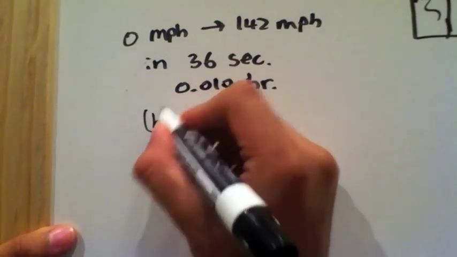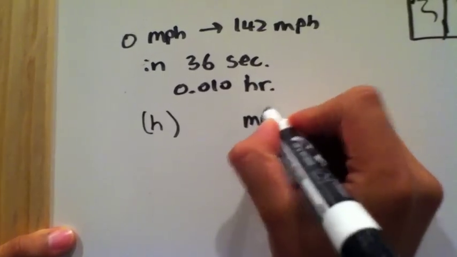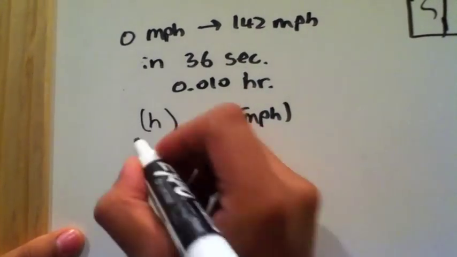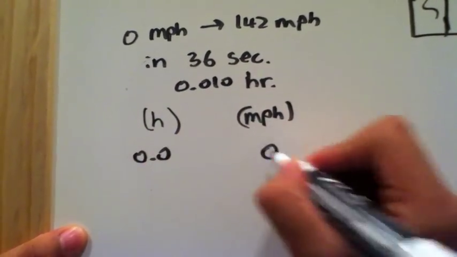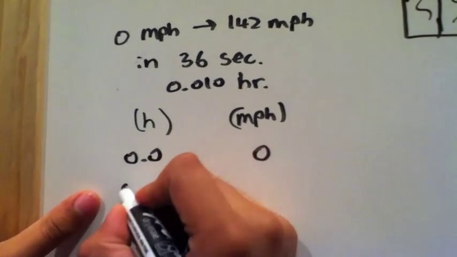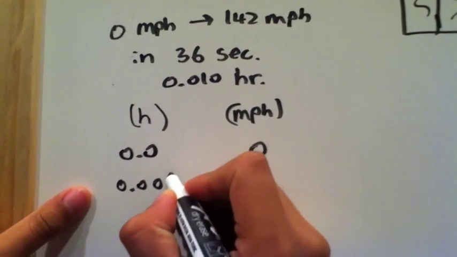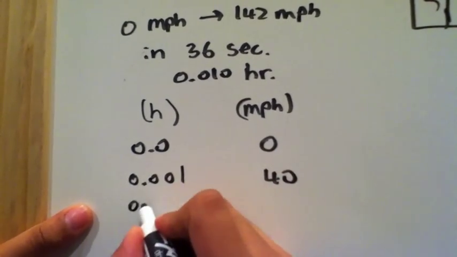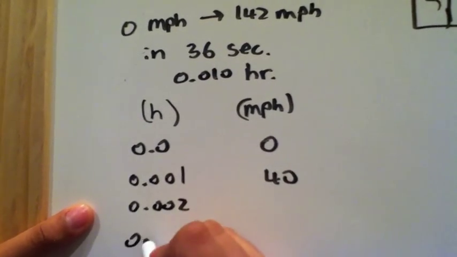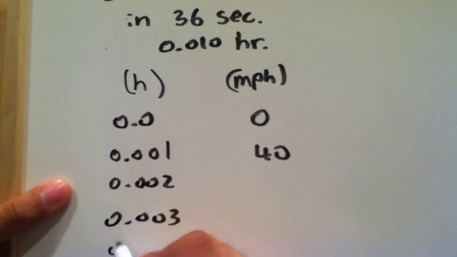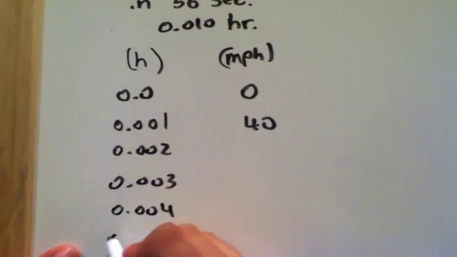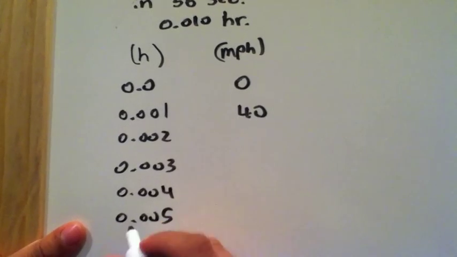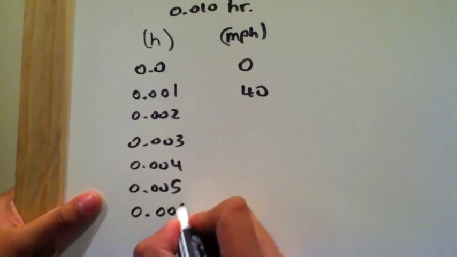So you have the hours here and the miles per hour here, and the car at 0.0 is going 0 miles per hour, and then at 0.001 hours it's going at 40, 0.002, 0.003, 0.004, just write all these out.